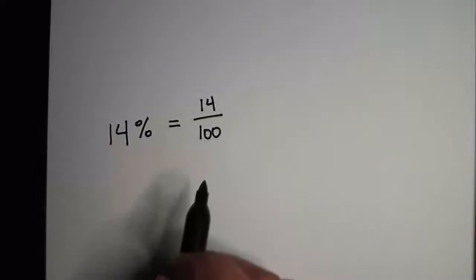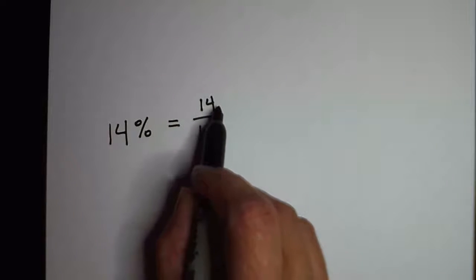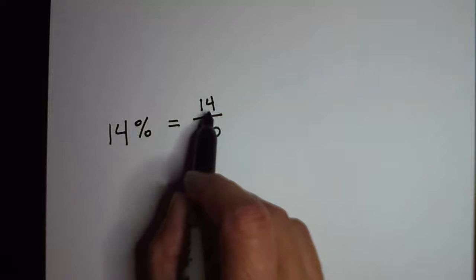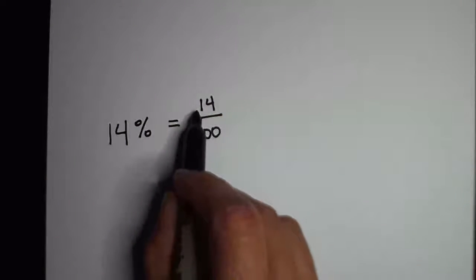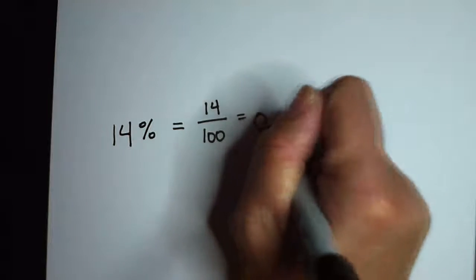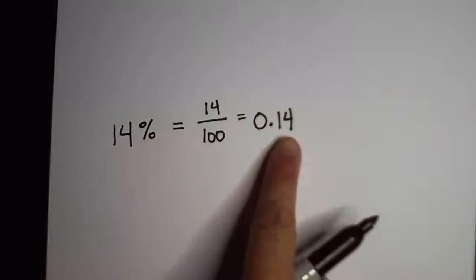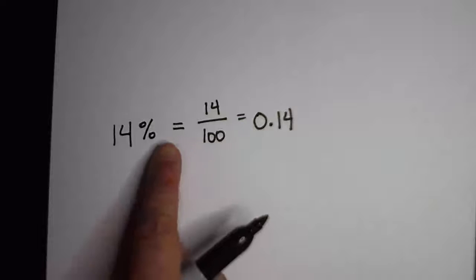Or you might remember the trick of moving the decimal place 2 places to the left. So the decimal place is right here. And so if I move it 2 places to the left, it'll be here. So this would be 14 hundredths written like that. And so this is how we go from a percent to a decimal. You just divide the percent by 100.